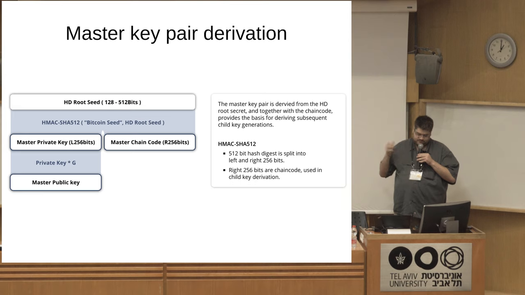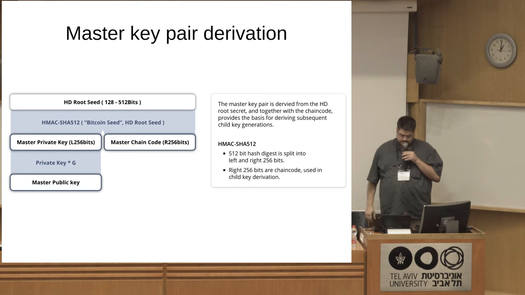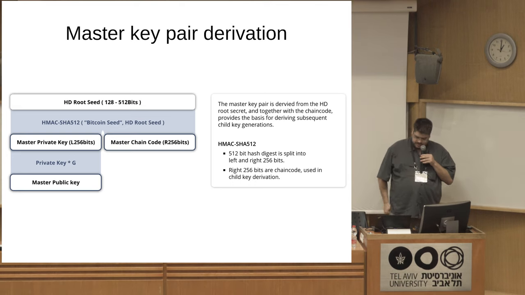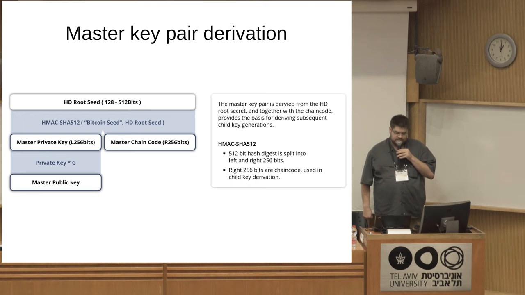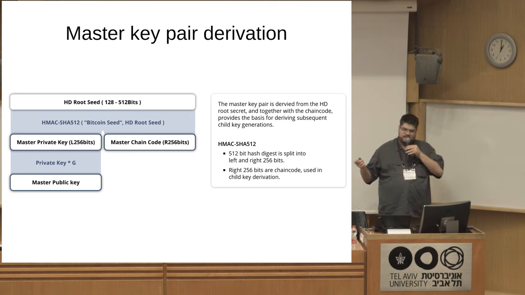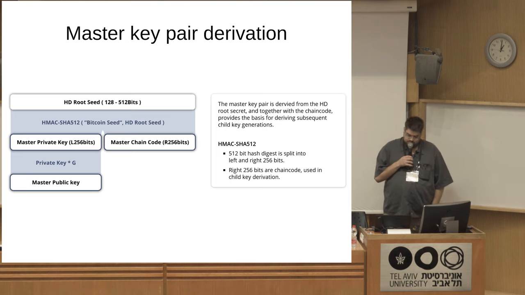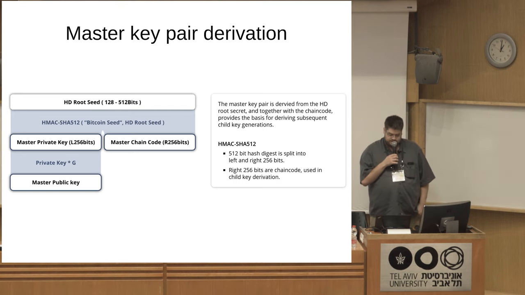So there is a formula for deriving public keys from private keys. You multiply the point by the generator and you get it. You've probably seen that too many times today already. Anyway, as part of this, I don't want to go into too much detail, but you use an HMAC SHA-512 to generate the data that you need. You split the 512 bits generated from that into a leftmost set of 256 bits and a rightmost set of 256 bits. The rightmost 256 bits are called the chain code, which is particularly important for child key derivation.